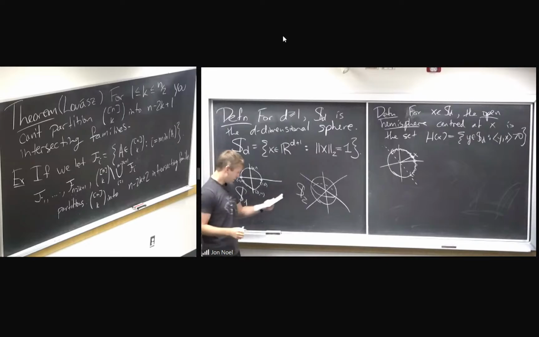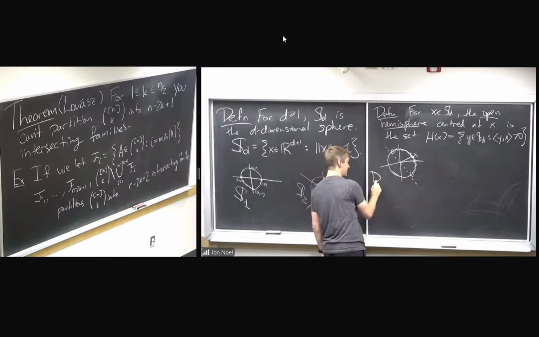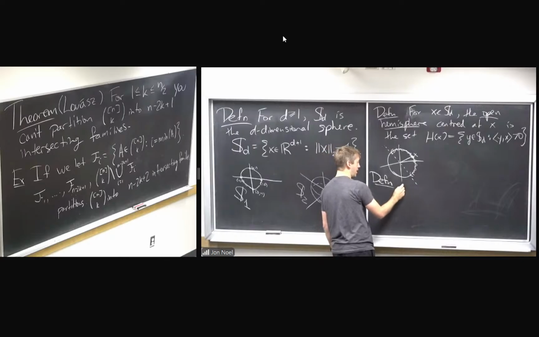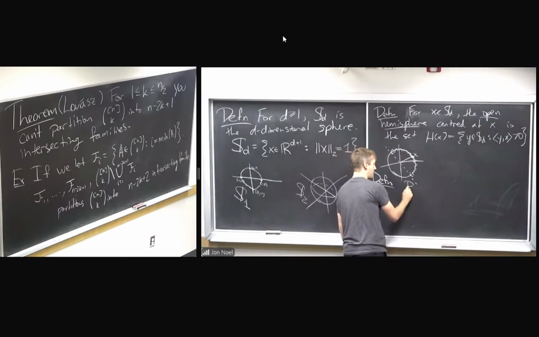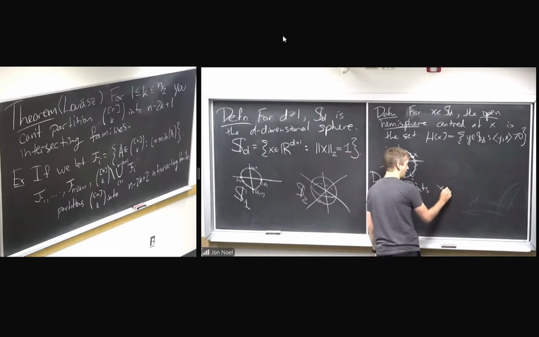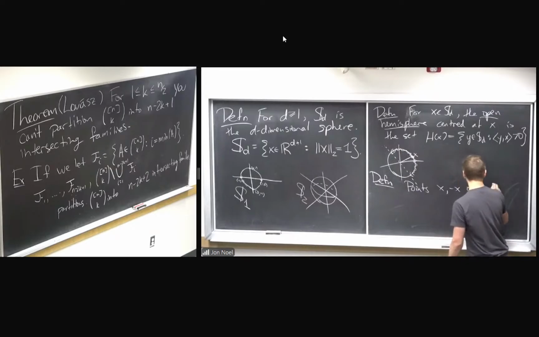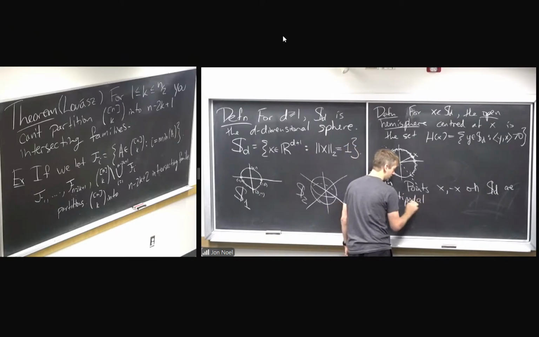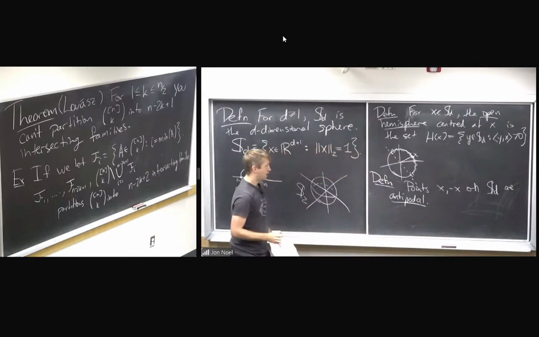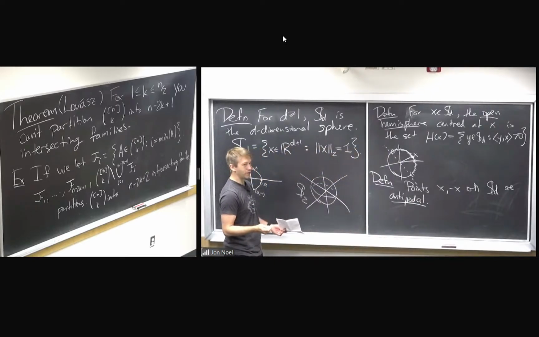And then this definition kind of came up last time. So if I have two points, x and minus x on S^d, we say that these are antipodal. Or antipodal. I don't really know how you're supposed to pronounce this word. I just read this word, I don't usually say it.